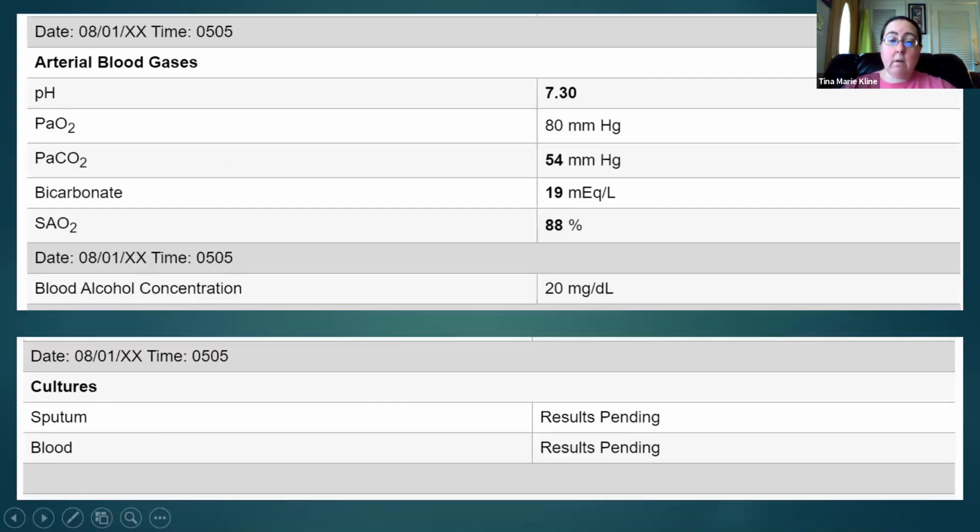ABGs are there as well. His blood alcohol is there. And at this time, the cultures were pending, okay? And I don't believe I saw at the end that they ever had results on what those were. So those were pending, but you know that they were performed. So it would be appropriate to say in there, these cultures were obtained, results were still pending.